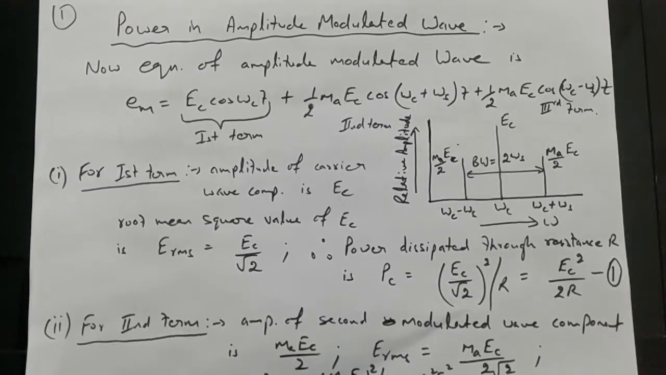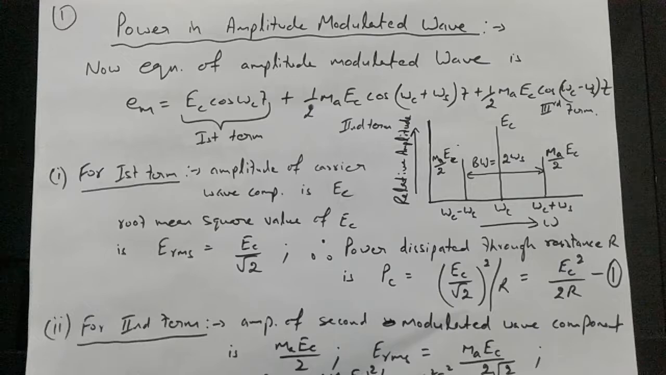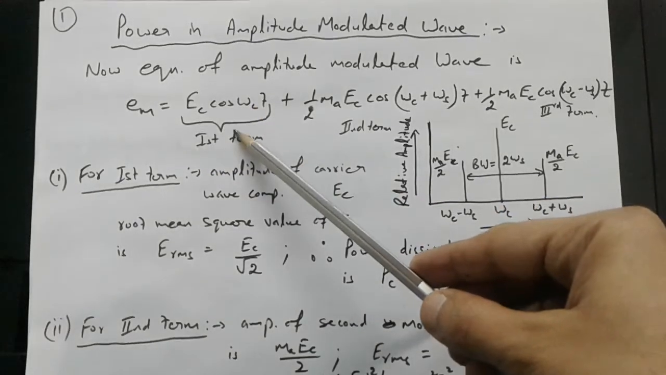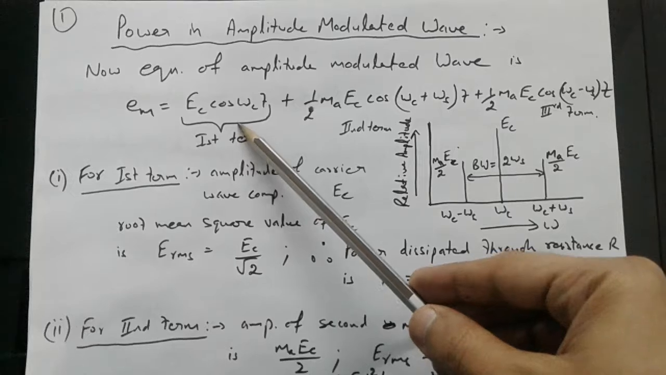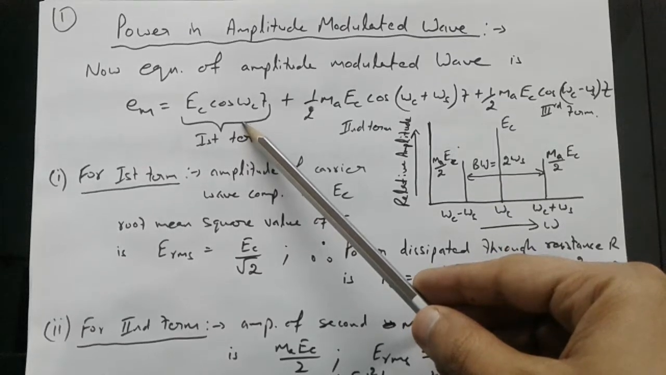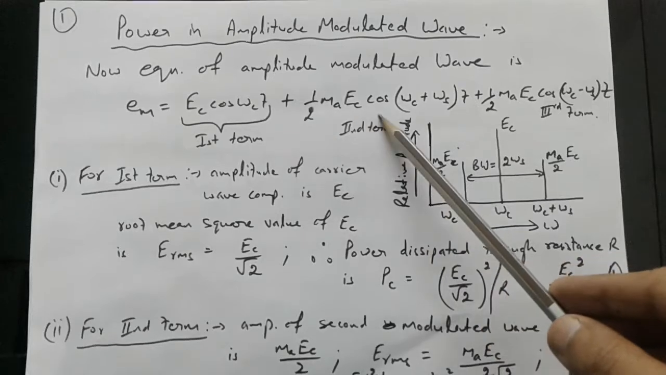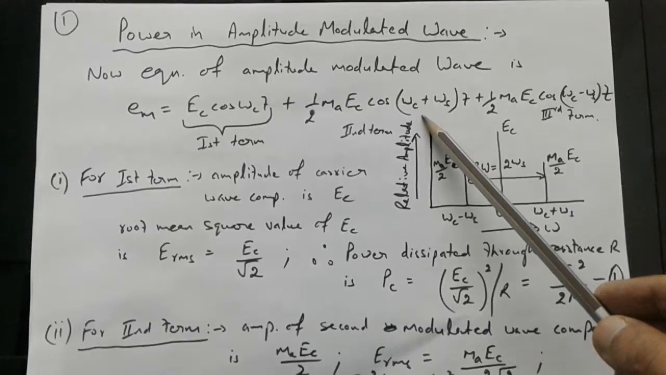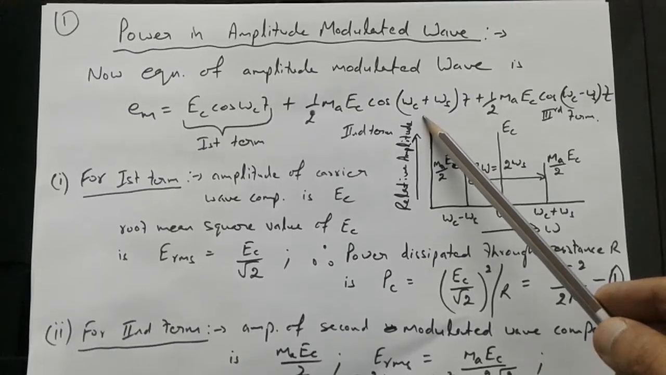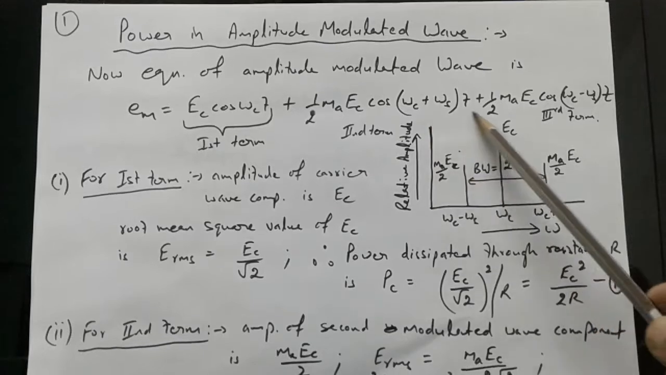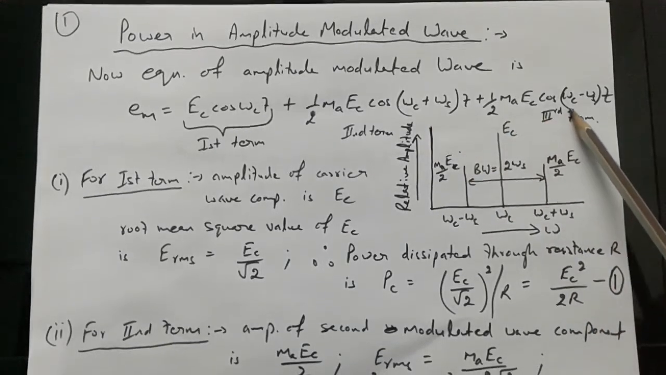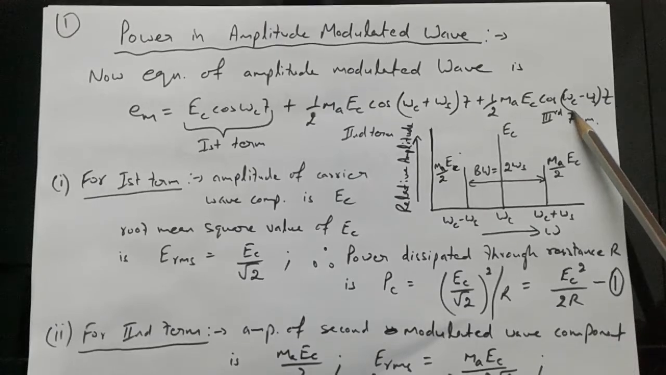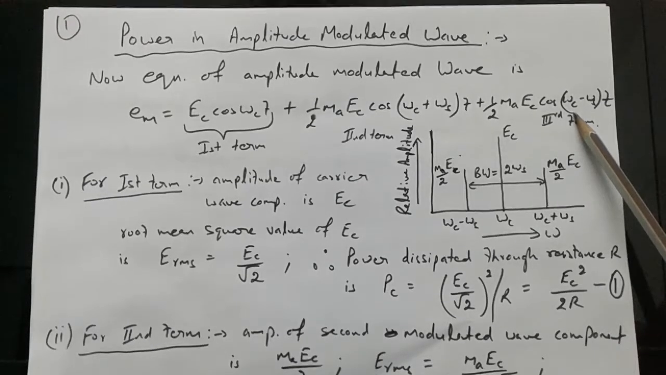As you know, in the previous lecture we derived the equation of the AM wave, in which we got three components or terms. First is the carrier wave component. Second term has a frequency greater than the carrier wave frequency, that is, the upper sideband, and the third term corresponds to the lower sideband having frequency omega c minus omega s.